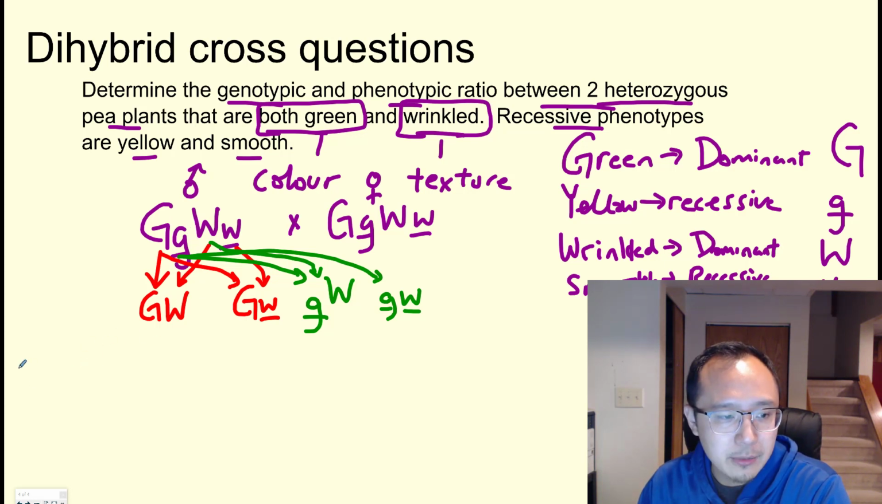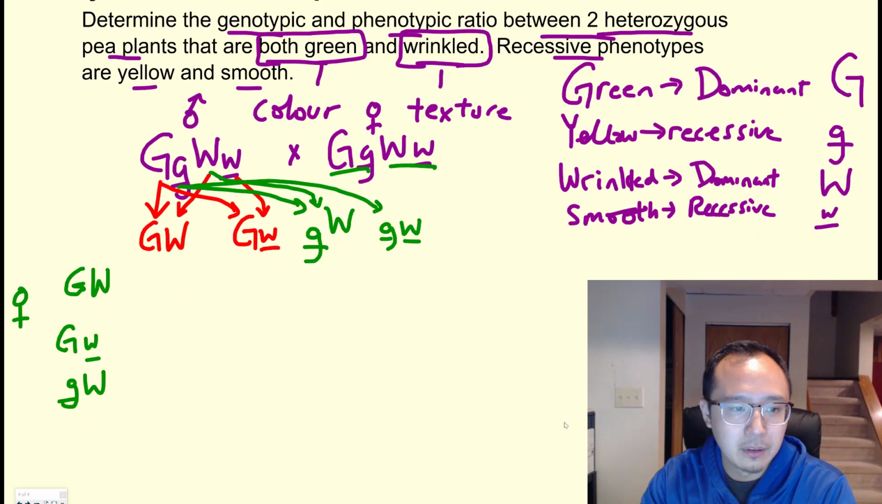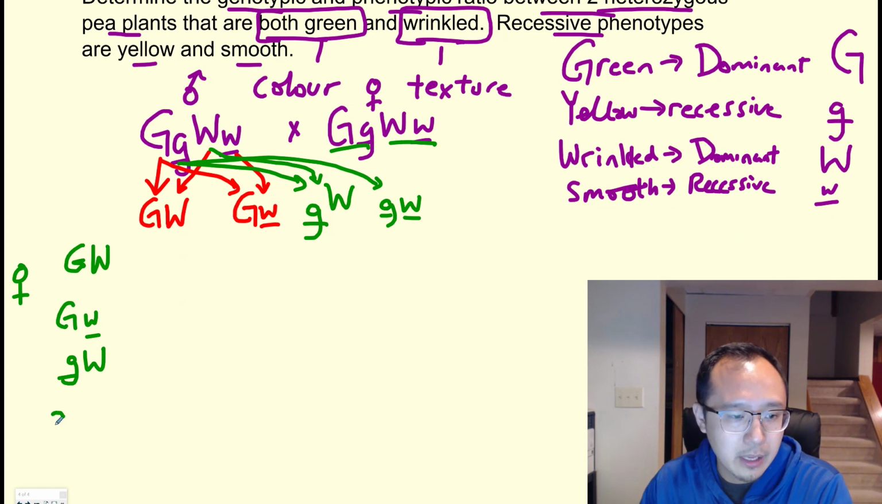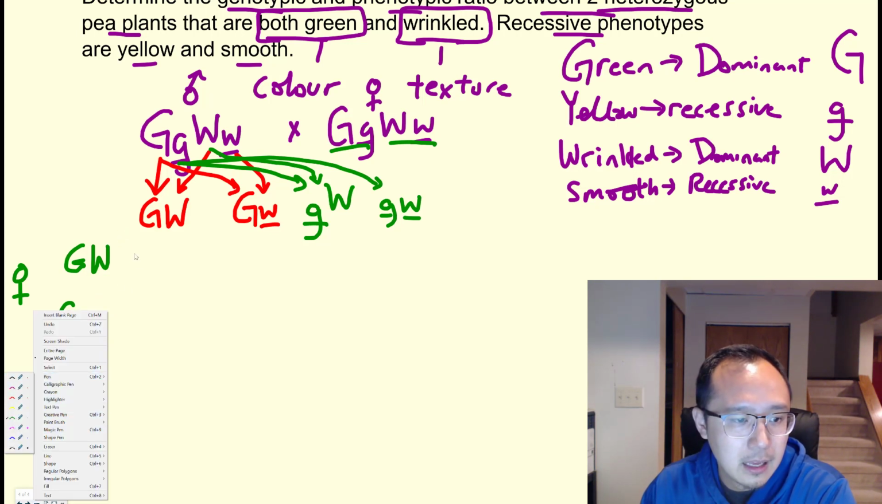Then this is going to be crossed with my female, and it's going to have the exact same genotype, so I'm just going to mimic this one. So there's my GW, and then uppercase G lowercase w, and then lowercase g uppercase W. And then let me scroll down here, and I have my lowercase g and lowercase w. So now I need to fill in this box. Let me change the color again.